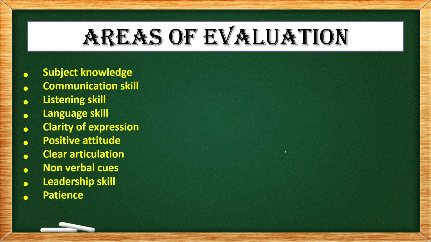Areas of evaluation. Now, these are the basic areas on the basis of which observers select the candidate. The first one is subject knowledge. We must have the knowledge of the subject. That is, whatever topic is being given for the purpose of discussion, we must know about that. What is the topic? We must have preparation about general topics so that we can reflect our confidence over there.